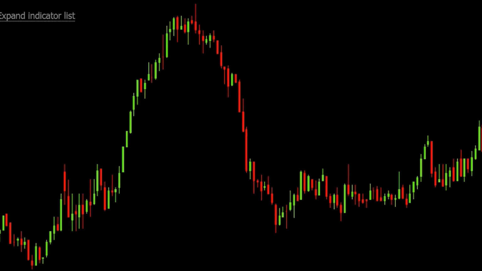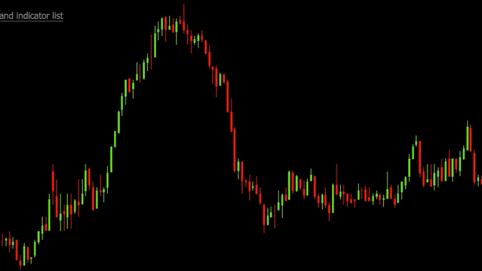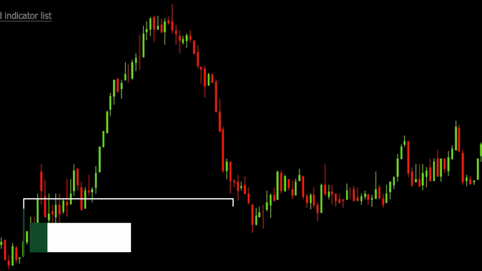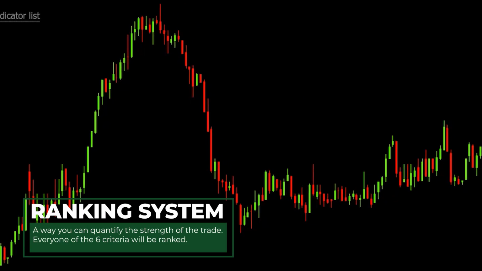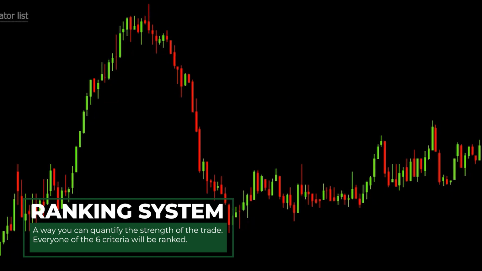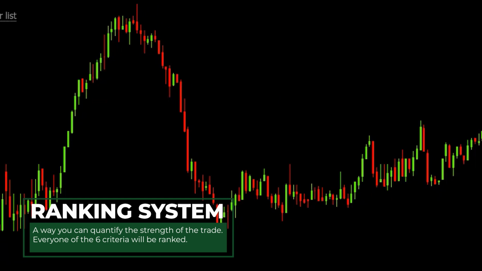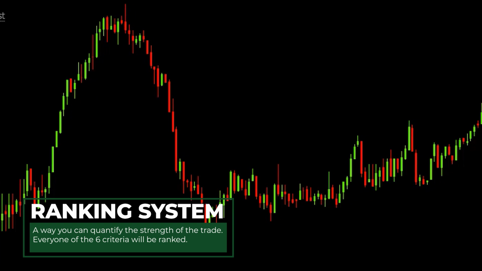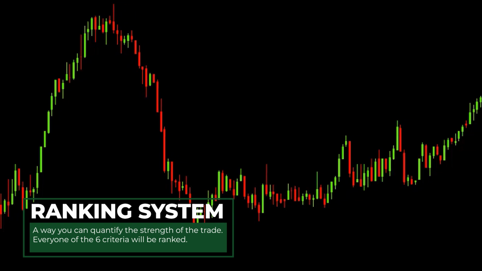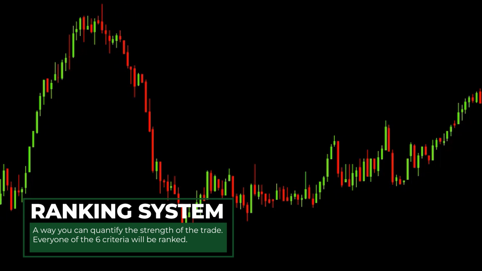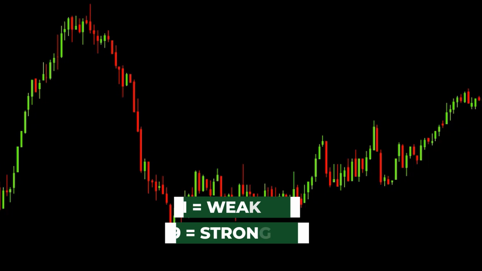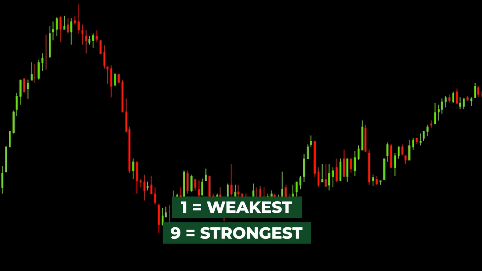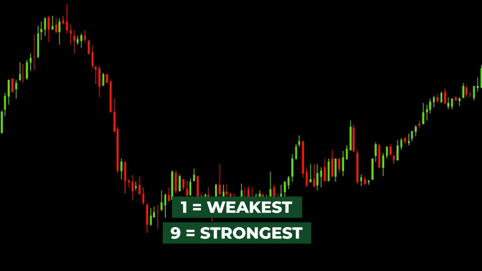Now that we have all our criteria, we can put them through a system. The system that I'm about to explain to you is going to be a way that you can quantify the strength of the trade. Every one of the 6 criteria will be ranked. The ranking system will be as follows. 1 will be the weakest. 9 will be the strongest.